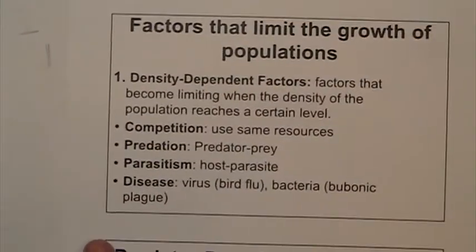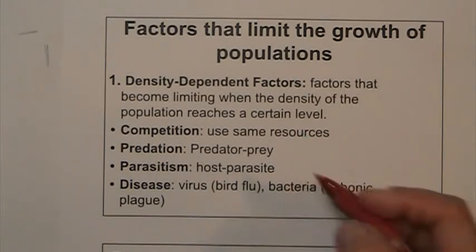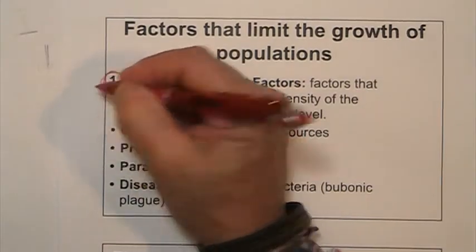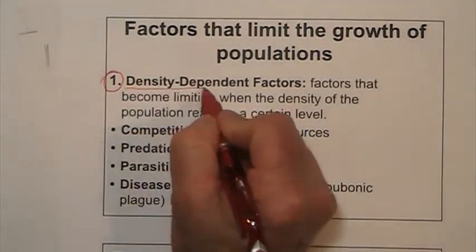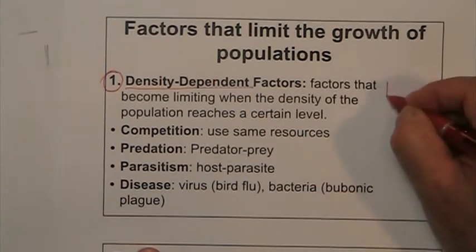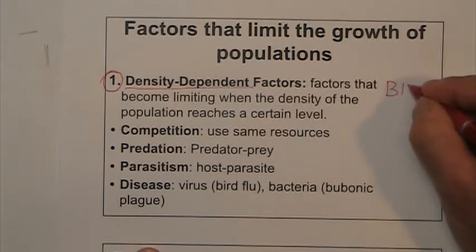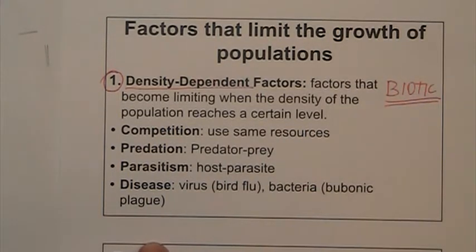So finally, two more things. Factors that limit the growth of populations. There are two types of factors. One that we call density-dependent. And density-dependent depends on the density of the organisms, their numbers. So these are always gonna be impacted by biotic factors, by other living creatures.